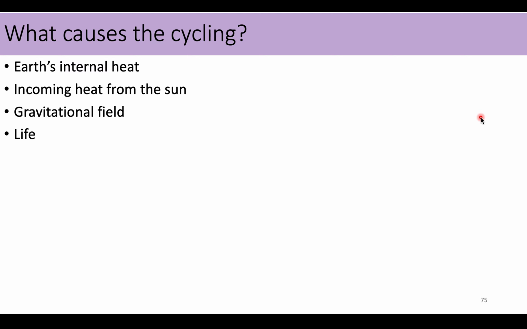What causes the cycling of rocks? It's mainly caused by the internal heat of Earth fueling plate tectonics, incoming heat from the sun causing our weather, which causes our erosion. So rain, wind, melt of snow causing rivers is going to erode and move sediment around. Gravity causing things to sink, to flow downwards, and then also life. So a lot of life can contribute to rocks breaking apart, breaking down, moving from place to place.